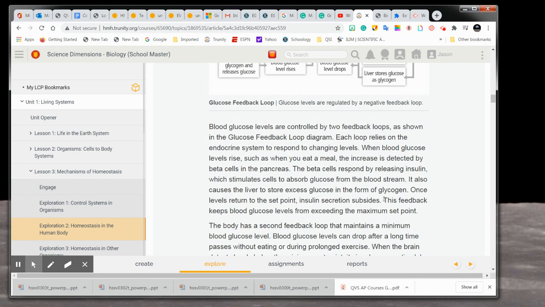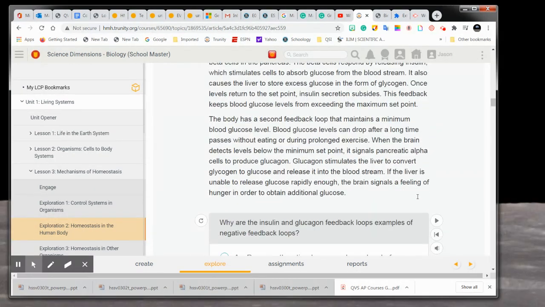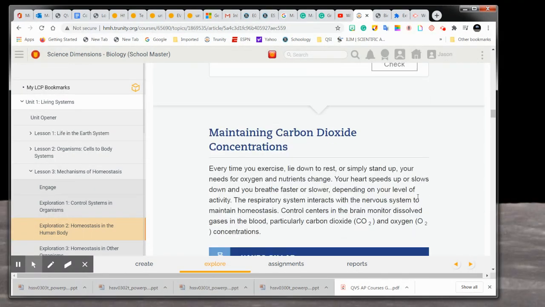Okay. So this is a good example of a positive or negative feedback loop. Which one is this? Oh, this is negative, because it counteracts the stimulus, right? So this is really important.